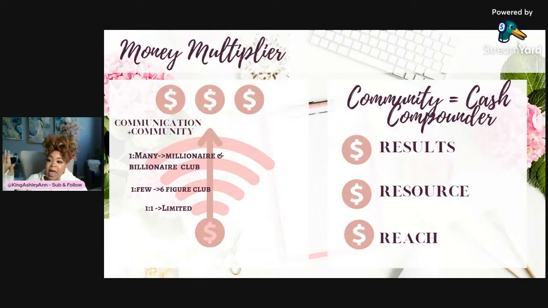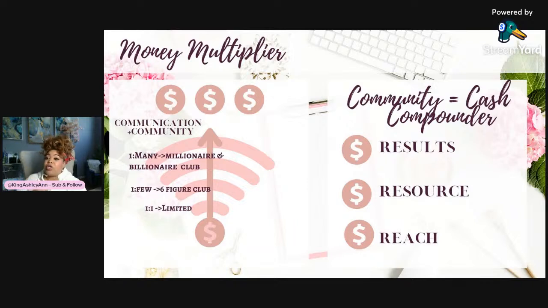You don't have to have millions of followers, hundreds of thousands of followers. You don't have to have 10,000 people in your membership in order for you to make money. But it needs to be a specific group of people that we are reaching. So when we look at a community that's going to operate as a cash compounder for her, you're going to follow the 3 R's. Your goal is reach. Your goal is resources. You're providing resources to those people, and your goal is to get those people results.